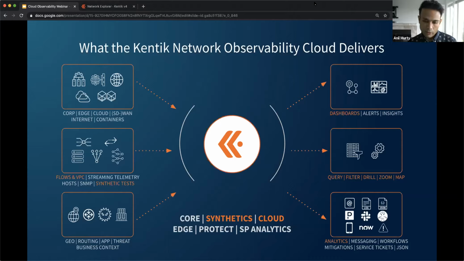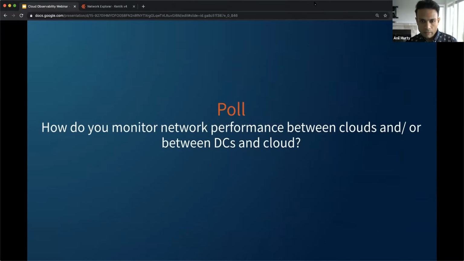Specifically, I'll show you how you can proactively monitor performance between your various cloud instances or between your cloud regions and your on-prem data centers. So that's the general overview of our platform, and also a general overview of what we're going to show you today. So with that, before we jump into the actual meat of the presentation, we have a quick poll for you all.